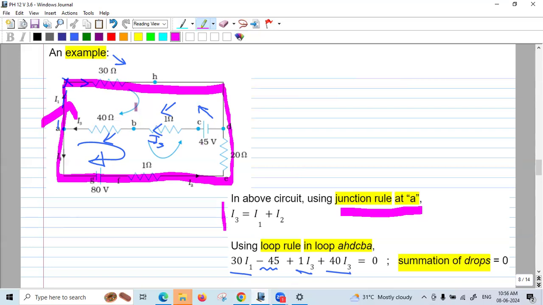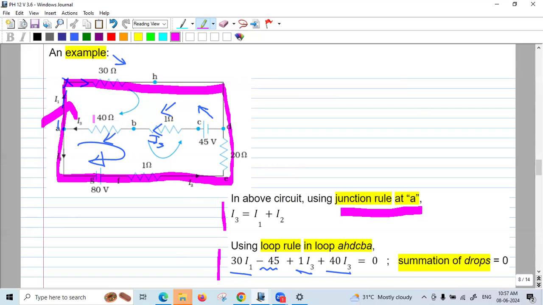You can figure out that in this problem there are three variables, I1, I2, I3. So if there are three equations, I can solve the problem. This is the first equation, the second equation I get from the first loop, and the third equation I'll get from the second loop. So I have three equations and three unknowns, so I'll be able to solve it. Writing the loop rule for the third loop will give me a fourth equation, which actually is not independent. If I add the relations I got for the first loop and the second loop, I'll get the relation from the third loop.